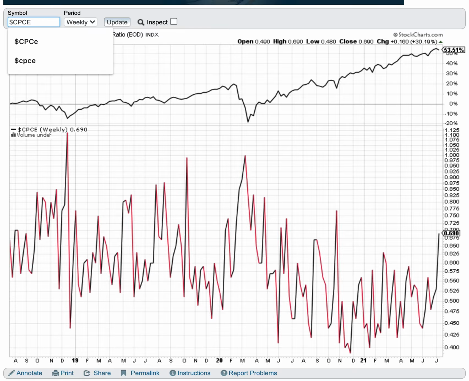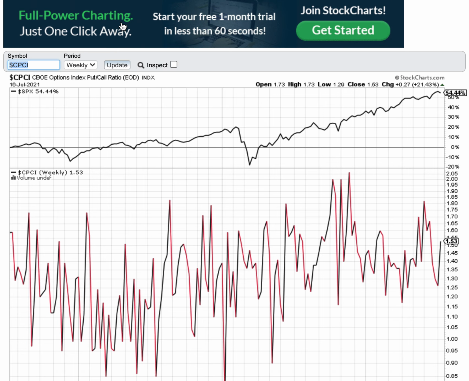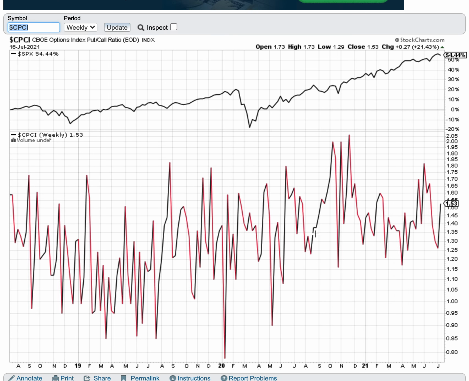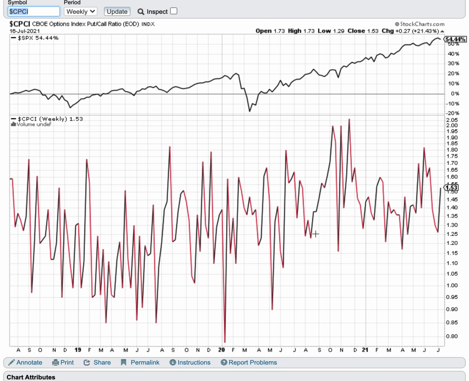I'm not a huge fan of the index side of it, CPCI, because there are so many other variables in play here. A lot of hedging of the big institutions, hedge fund stuff comes in. You don't see quite the same type of response with these spikes. The correlation isn't as strong here with the CPCI as compared to the CPC or the CPCE.